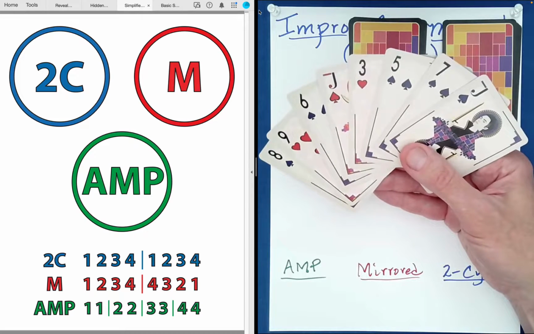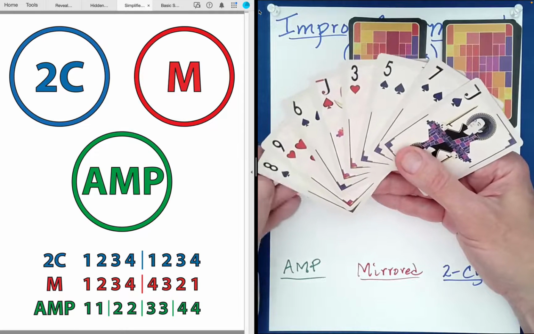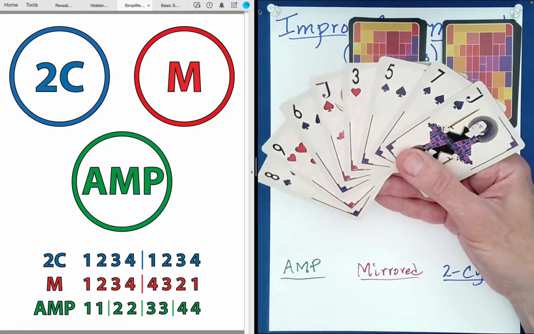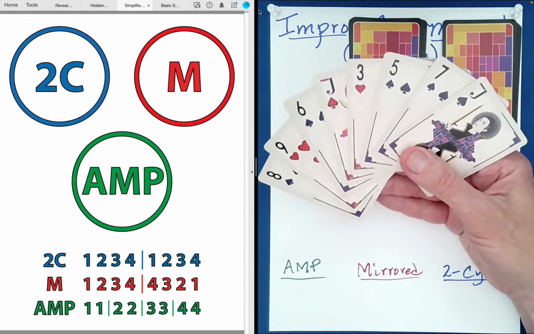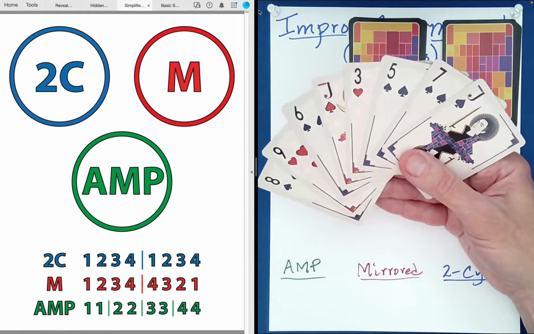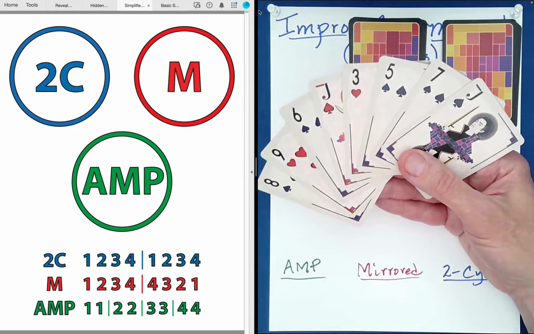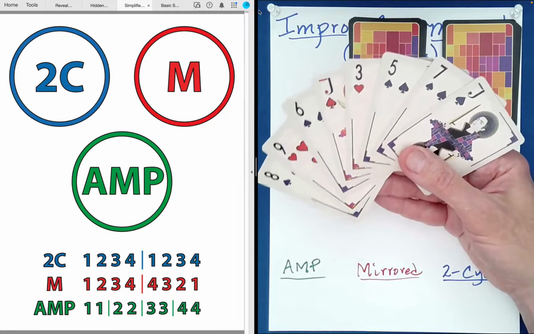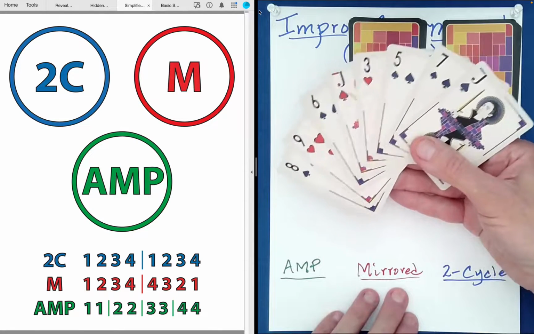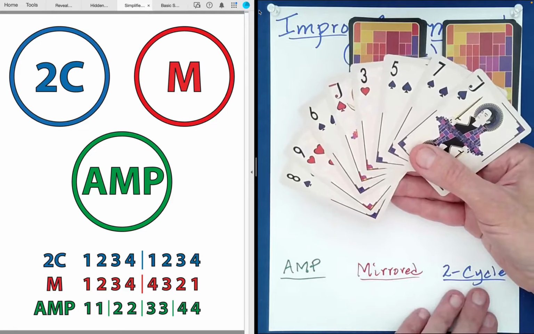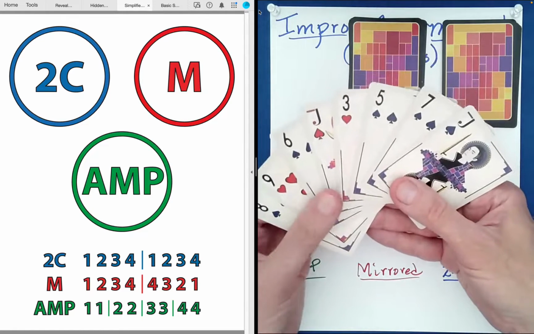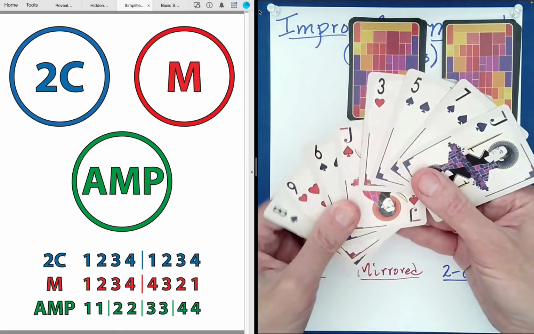Wow, I think in the end we're probably going to go with the mirrored structure because we can finish with 3 out of the 4 pairs matching in color and suit. How amazing is that? But just for practice, let's see what the 2-cycle structure would give us. Sometimes it'll even give you something better than what you thought was great.